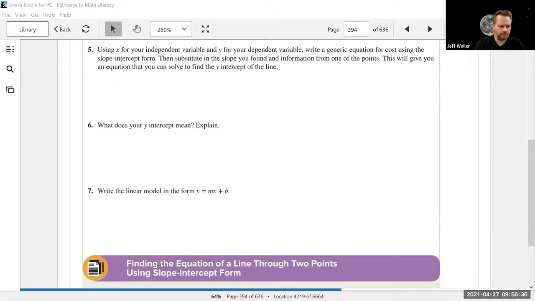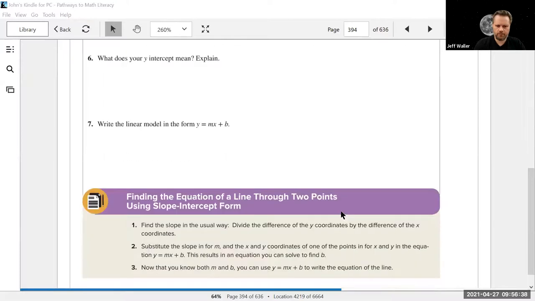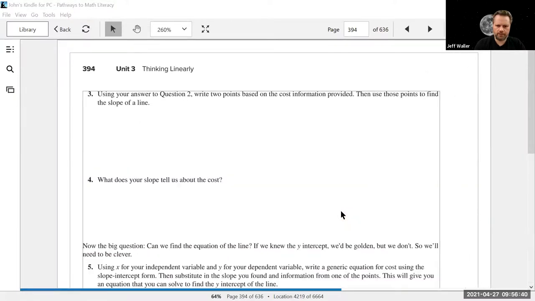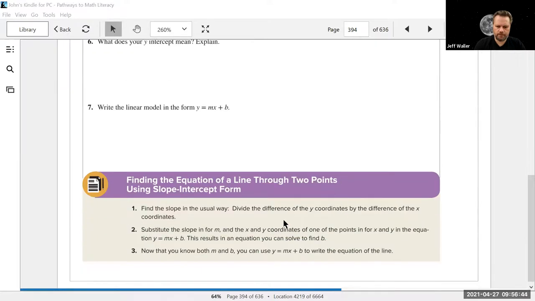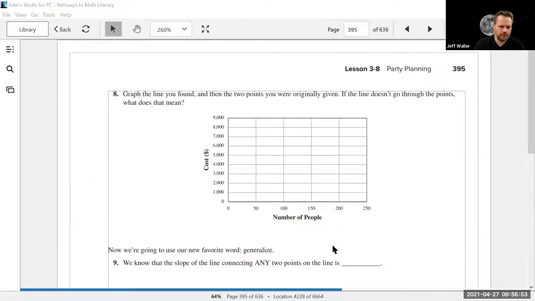All right. What time is it? Oh, good. Oh, shit. Where'd it go? Let's see what they say down here. All right, so that's basically capturing what we did, right? Solve to find B. That's the steps we took to find the equation.